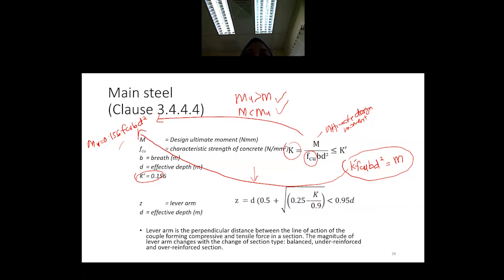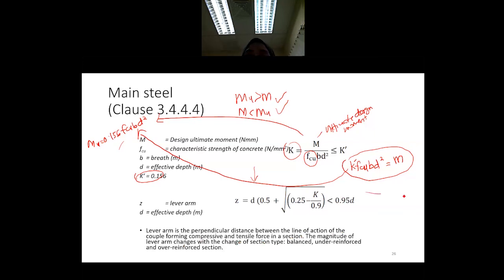So after kita kira the value of K, kita nak kira the value of Z, sebab sebenarnya kenapa kita cari this coefficient K, because we want to find Z. So Z ni sebenarnya adalah lever arm. So lever arm ni is a perpendicular distance between the line of action of couple forming compressive and tensile force in a section.